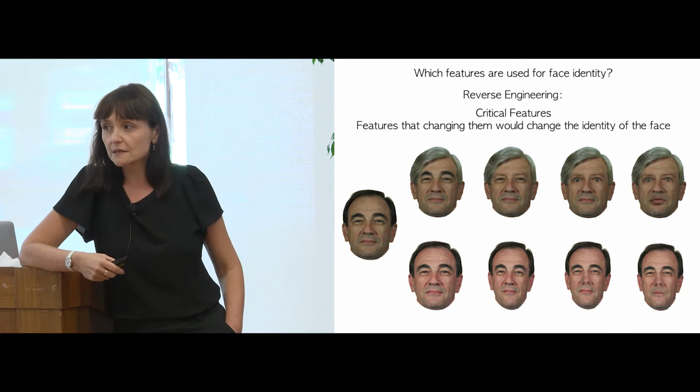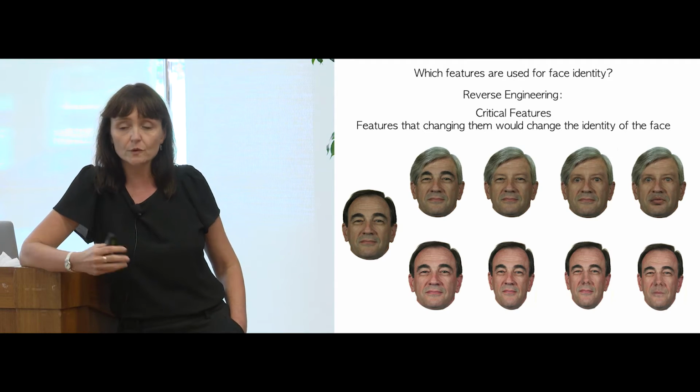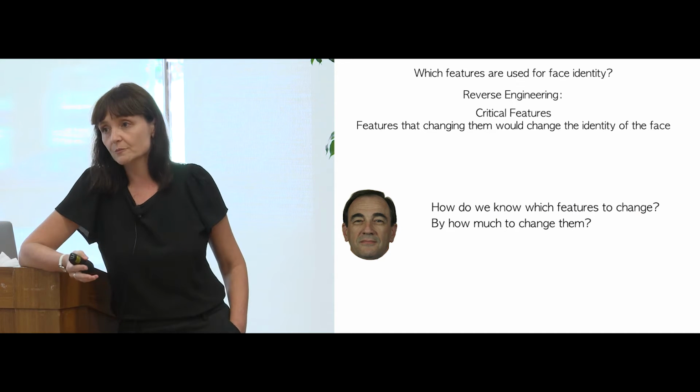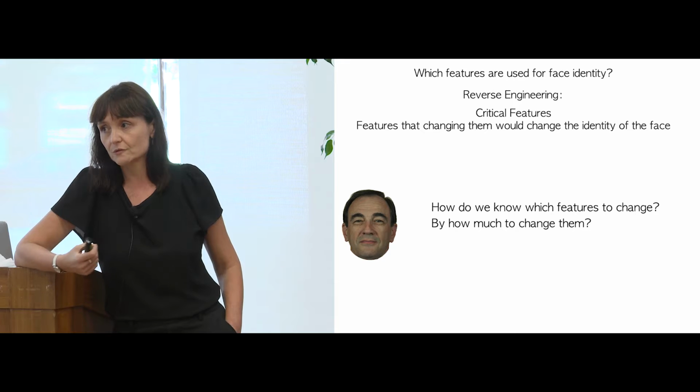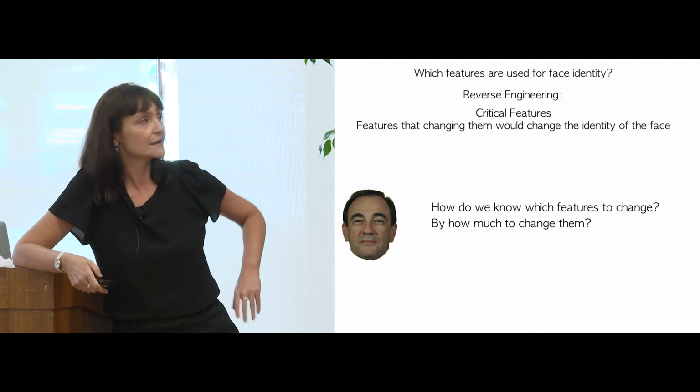And I think we can already see that there are some features that when we change them, the identity changed more than when we change other features. And the question is which features are important, and also by how much we need to change them in order to change the identity of the face. So this is what we try to do. We try to come up with this metric.